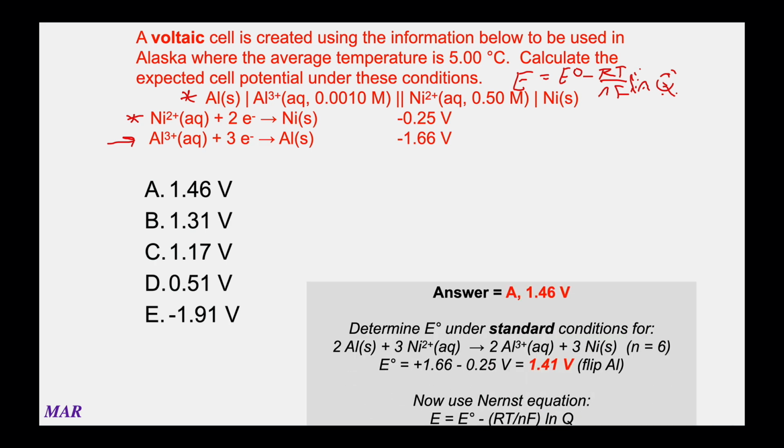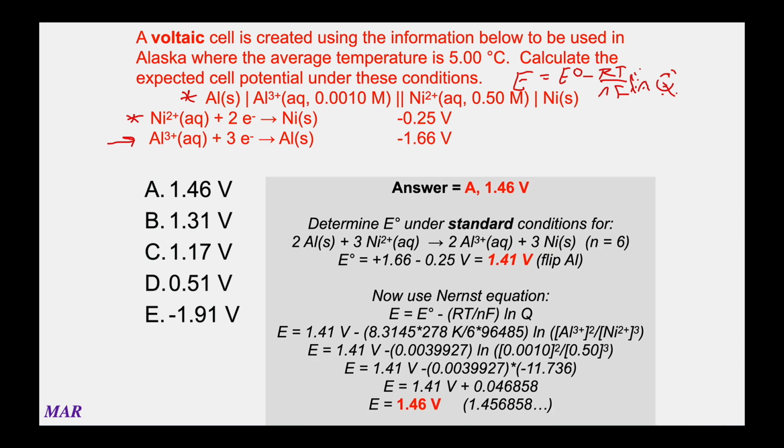So let's see what's all happening here. First of all, the answer, 1.46. The balanced reaction here, 2 aluminums plus 3 nickel 2 pluses makes 2 aluminum 3 pluses plus 3 nickels. And we multiply those by 2 and 3 to make the electrons cancel. You don't want to show electrons, so n here is 6 electrons.